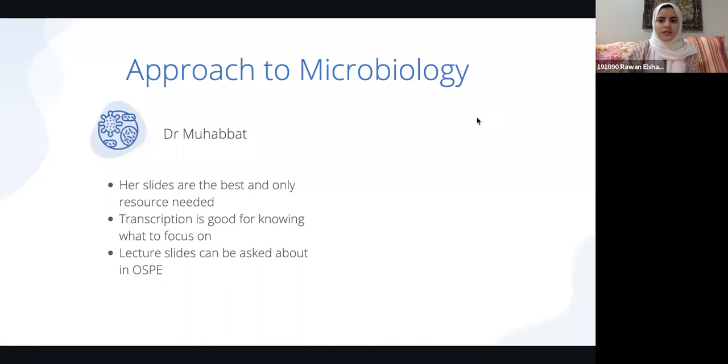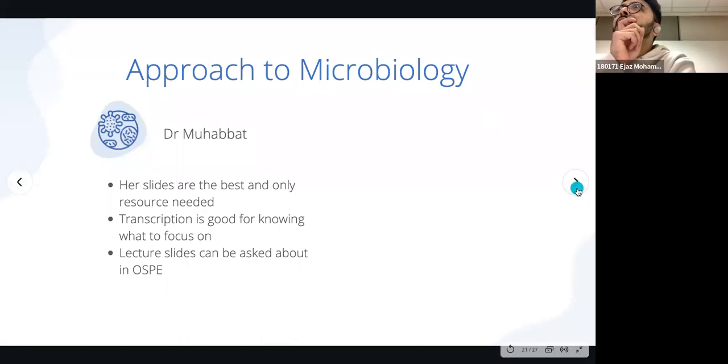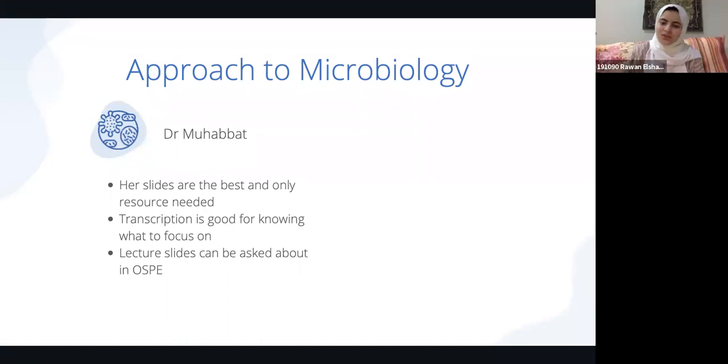Also, one thing about Dr. Muhabbat, if she says you don't need to memorize this, you just need to understand it, memorize it. Just trust me on this one. Everything in the slides, just memorize it. The slides are cute. They're usually short, they're not that long. Just know what's in the slides.